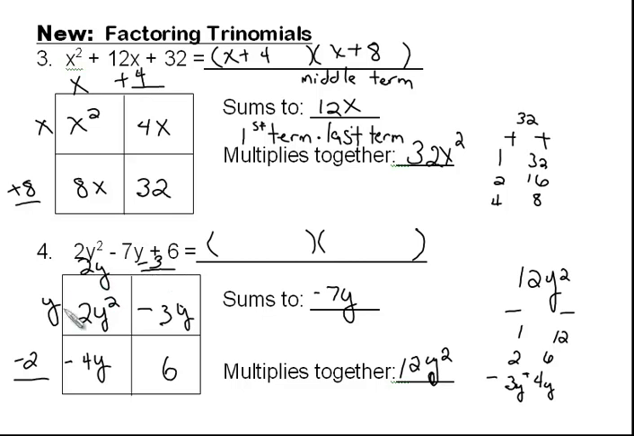Now you read your factors from the top and from the side. So my two factors are 2y minus 3 and y minus 2.